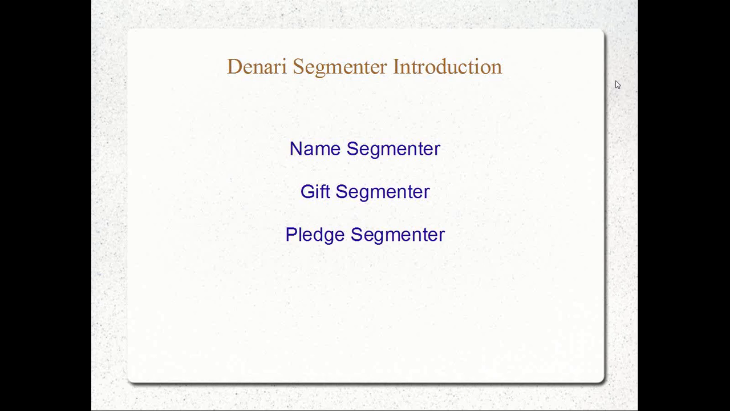However, it is often necessary to apply more detailed filtering with a wider variety of outputs, and that's where the segmenting tools, the third category of reports in Denari, come into best use. They offer a greater ability to apply filters to get just the data you want, coupled with a wide variety of output options. The 3 main ones are Name Segmenter, Gift Segmenter, and Pledge Segmenter. There are others that are specific to other add-on modules as well.